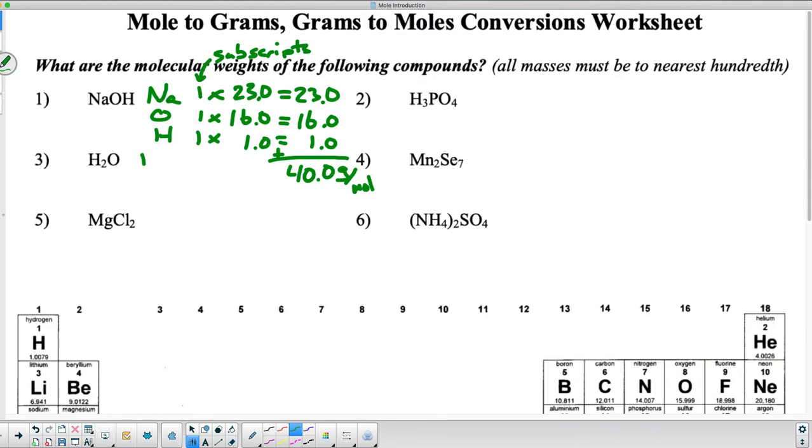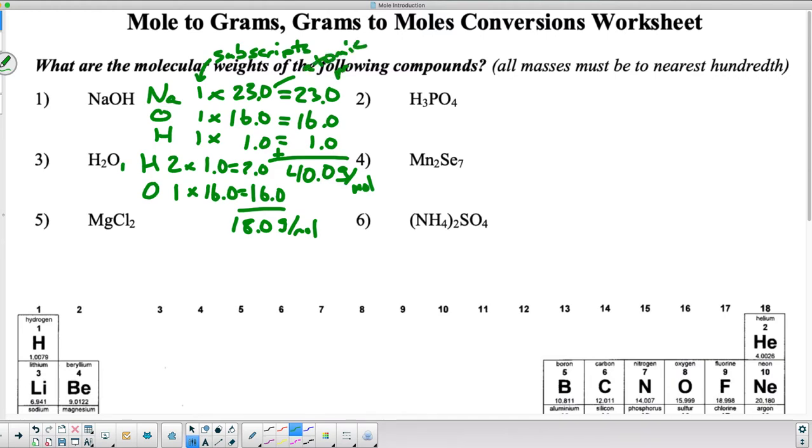Okay, so let me get rid of some of this stuff here. We can do some of these, like this will go much quicker now that you've seen how to do it. The 2 and the 1. Notice that there's a 1 there, but we don't write 1, so if you don't see anything, it's a 1. That's 1.0, so that's 2.0. There we go, 2 times 1.0, and 1 times 16 gives you 16. That's how we get 18 grams per mole. So remember, we're multiplying subscript times atomic mass. This number right here is the atomic mass of each of the atoms, or each of the elements.